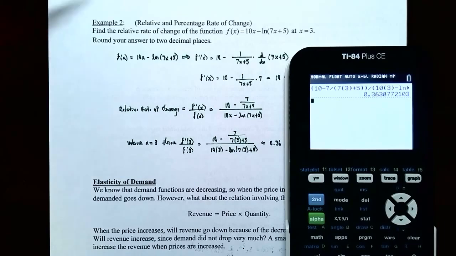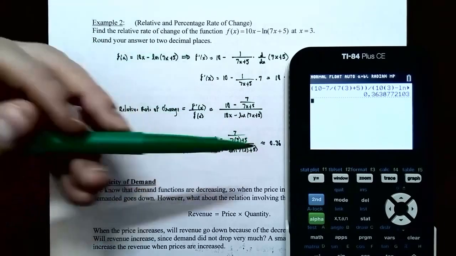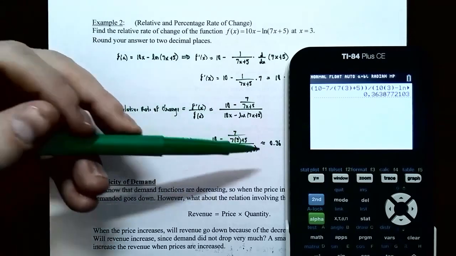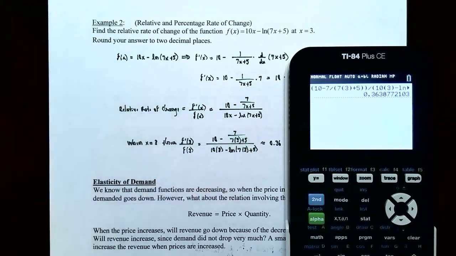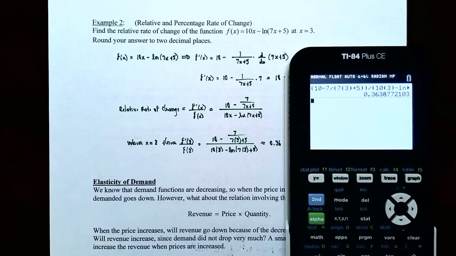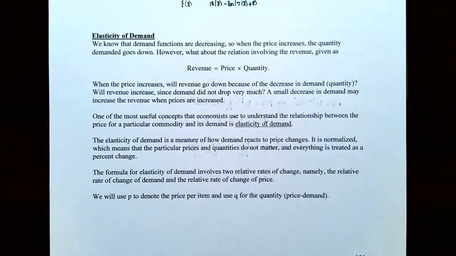Now what this answer means is that this is the relative rate of change when x was equal to 3. Or you can interpret this as a percentage rate of change. You can think of this as 36% when you change it to a percent. That means that the function is changing 36% whenever x is equal to 3 for the original function, f of x. So we've talked about relative rate of change and percentage rate of change.